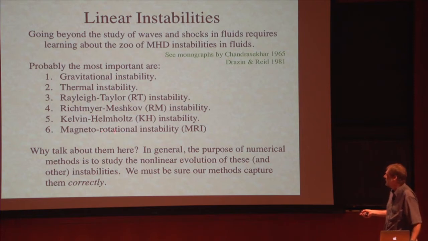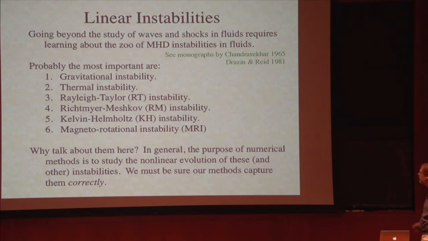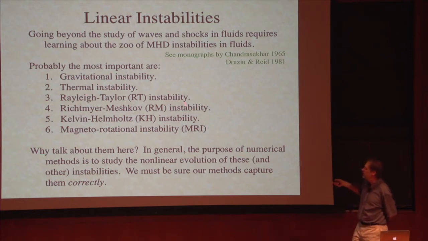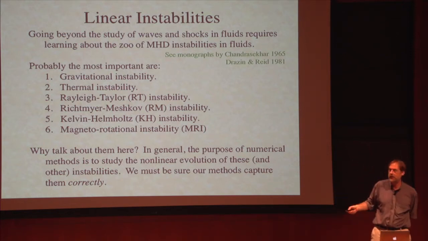And then finally, the magnetorotational instability, which you're going to hear a lot about later on in the course because it's incredibly important in accretion disks. It's the mechanism that leads to angular momentum transport in accretion disks, another exponential instability in MHD flows. So why talk about them? Because often numerical methods in astrophysics really are about trying to understand the nonlinear evolution of these instabilities.